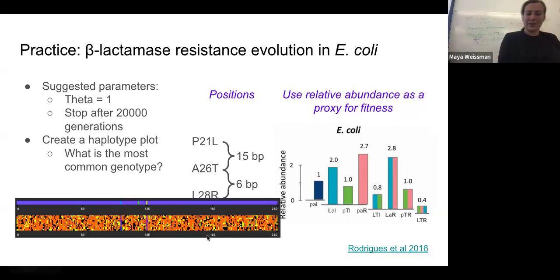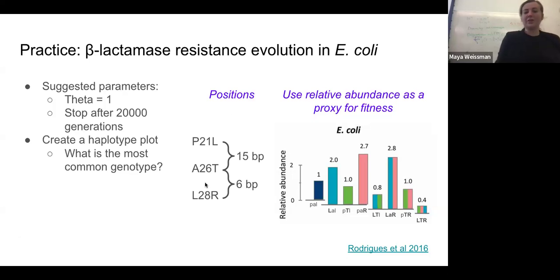You can use any positions or any size you want. I suggest you use theta equals 1, and if you do that, you do not need to make this go for very long, because these are huge selection coefficients. It should evolve really quickly. And you can make your chromosome stupidly small. I would estimate that these mutations are 15 base pairs away, and these are about 6 base pairs away.